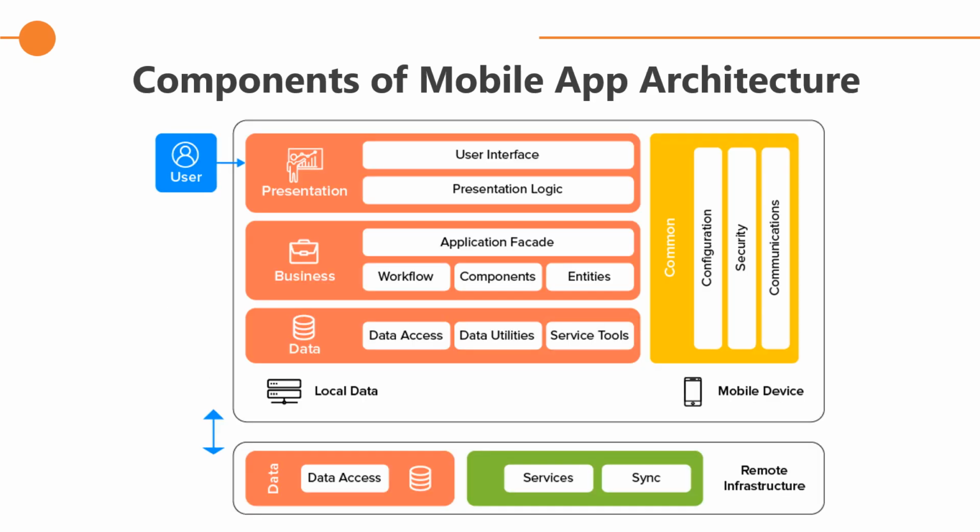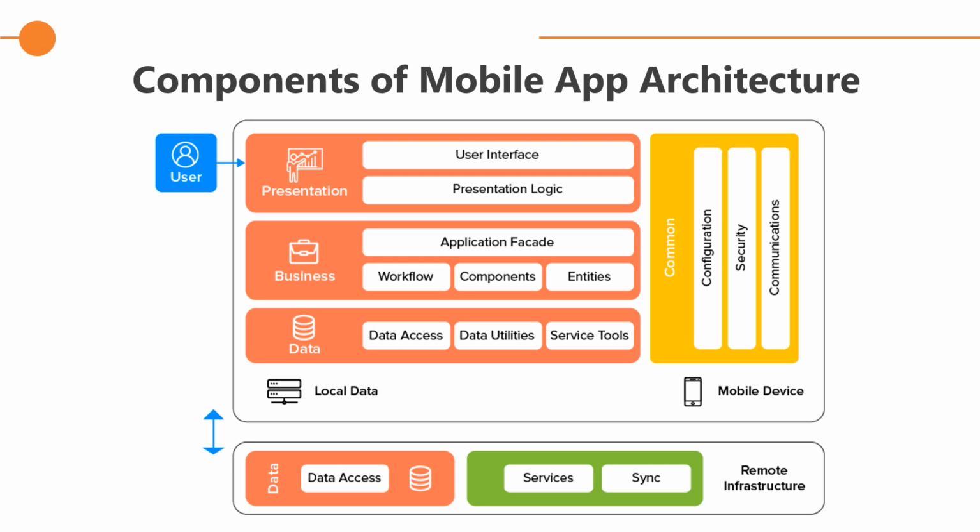Now, mobile app architecture is comprised of several essential components and patterns that work together seamlessly. So let's explore some of these components. First you have your presentation layer. This is your user interface. The presentation layer is responsible for what the user actually sees and interacts with. UI components such as buttons, text fields, menus, and forms are all part of this layer.